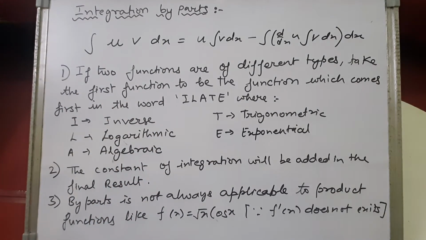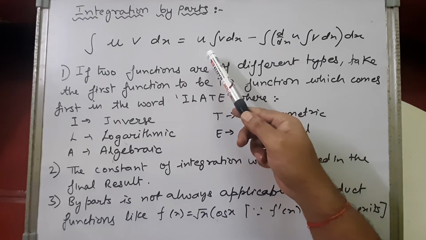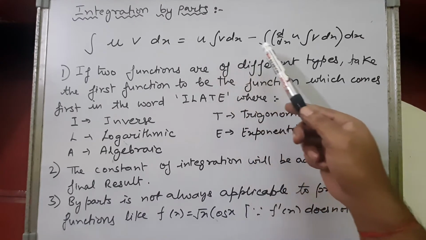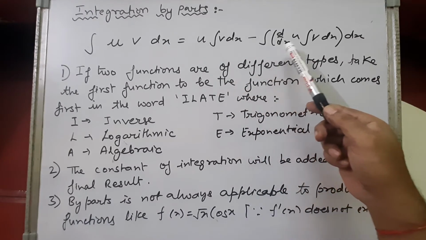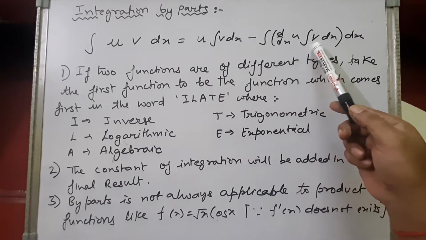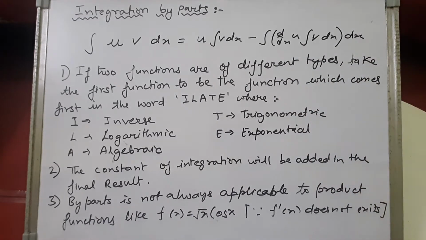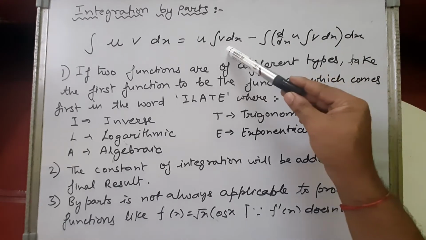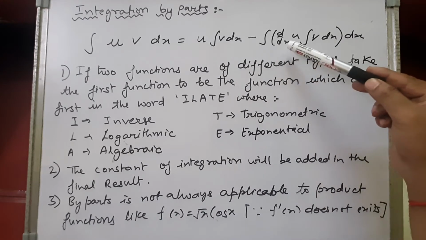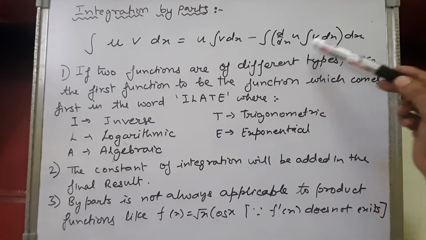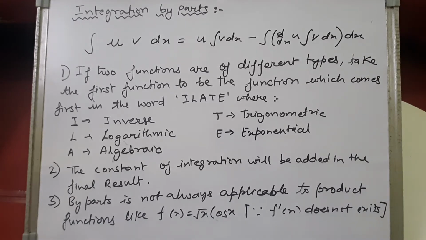Then according to by parts, the formula will be u integration of v dx minus integration, bracket open, d by dx of the first function integration of the second function dx, to the whole integration. So when u is the first function and v is the second function, the formula of by parts states: integration of first function, integration of second function dx, minus integration of d by dx of first function, integration of second function, to the whole integration. So the question is, which function is the first function and which is the second function?